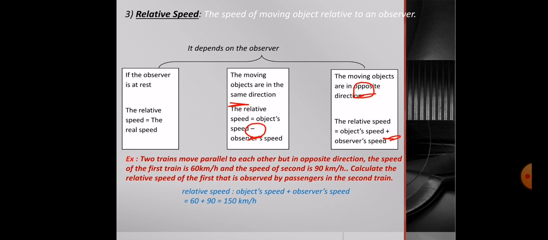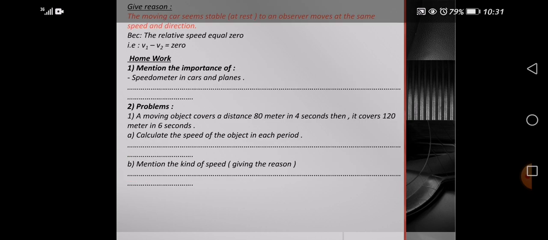In this case, we will say that the relative speed, because they are moving in opposite directions, equals the object speed plus the observer speed. 90 plus 60 equals 150 kilometers per hour.